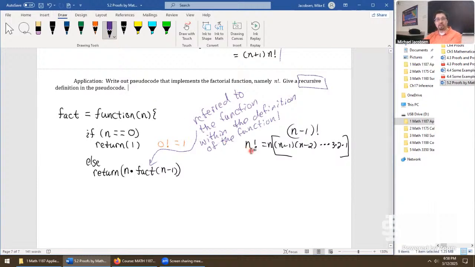And when you look at n factorial, it's really the same thing in spirit. You calculate it by taking n times n minus 1 factorial. Well, that's just essentially what we're doing right exactly here. So let's end this right here. And that's our function. So we wrote out the pseudocode that implements it.